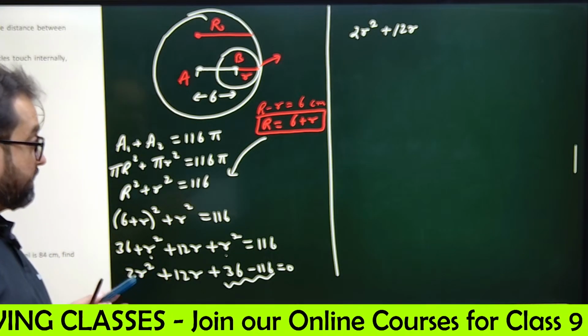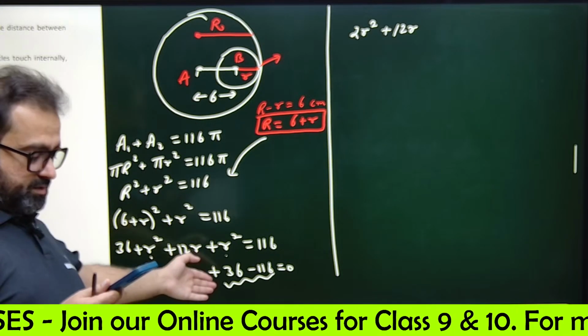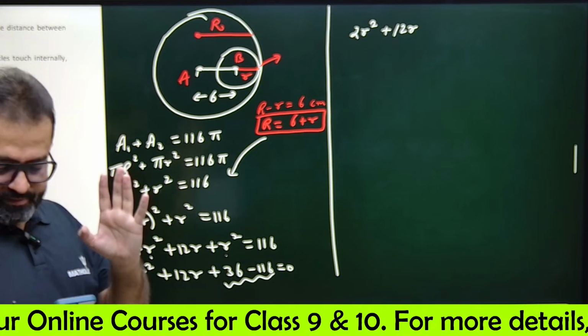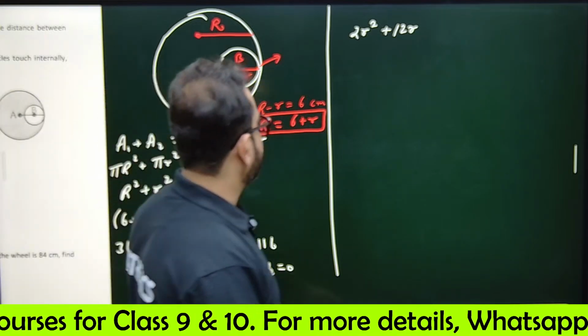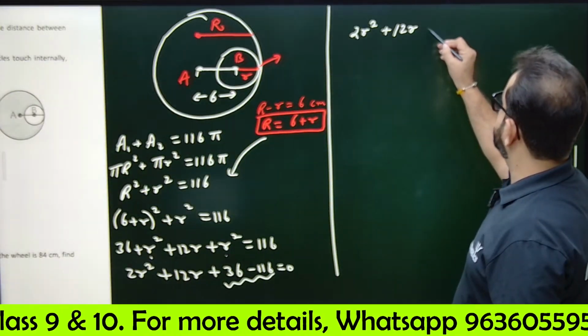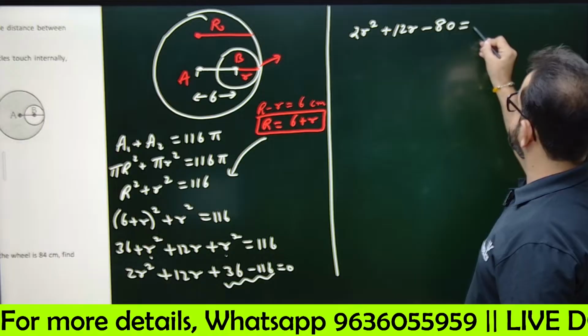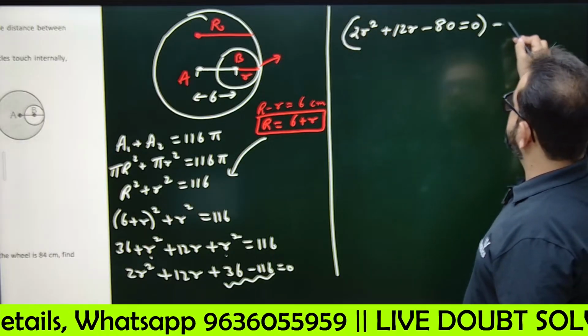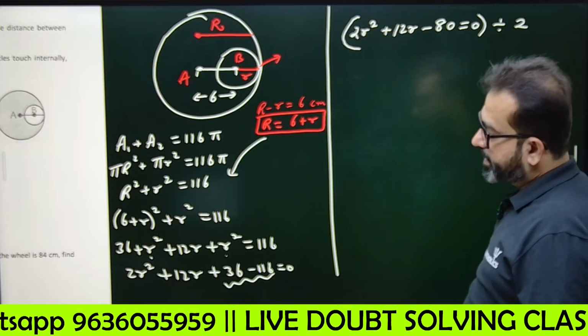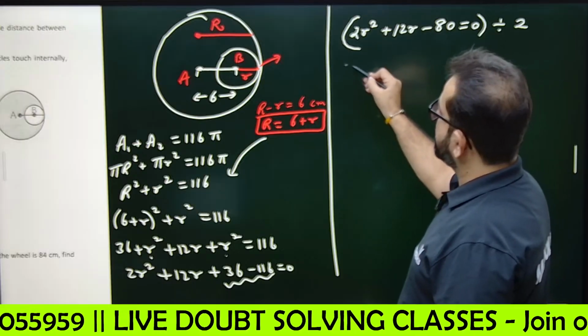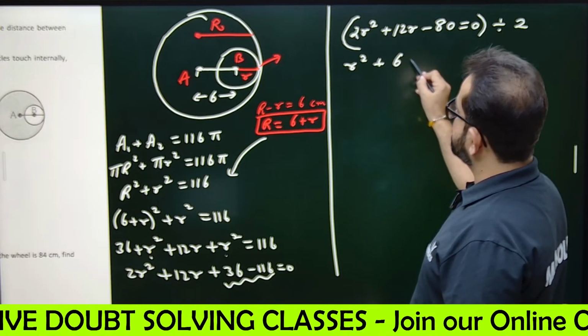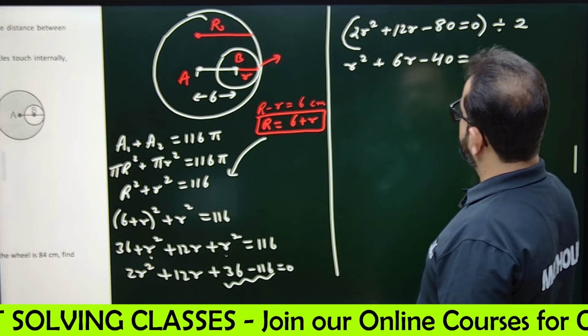What is 36 minus 116? Fine. So it will be minus 80, minus 80 and that equals 0. Divide this equation by 2. What will we get? We'll get r square plus 6r minus 40 equal to 0.